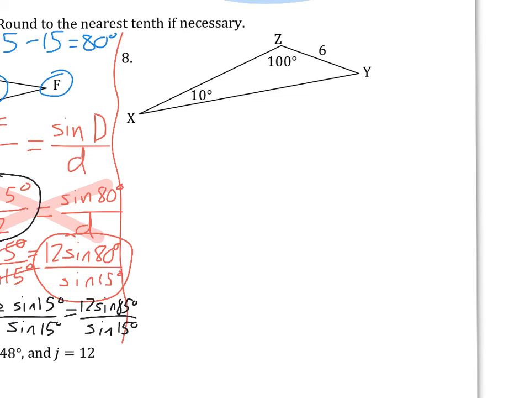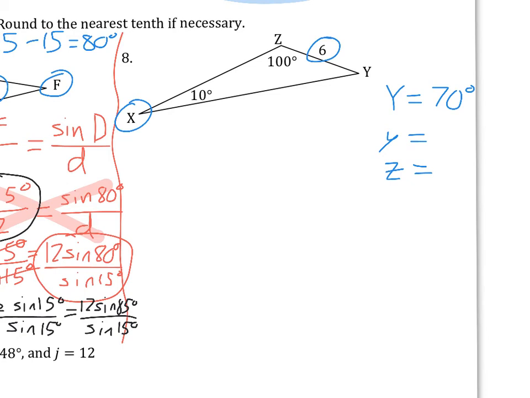Alright, number 8, they give you two angles again. So subtracting from 180, 180 minus 100 is 80, and then minus the 10 is 70. So right away we could say angle Y equals 70 degrees. Alright, so what are we not given? We're not given side Y, and we're not given side Z.